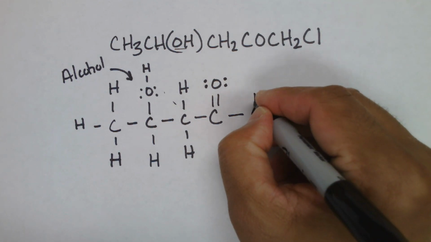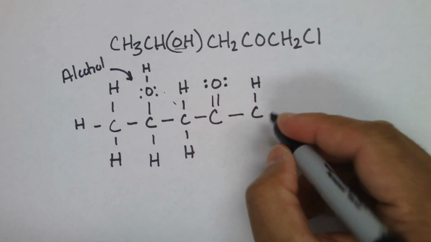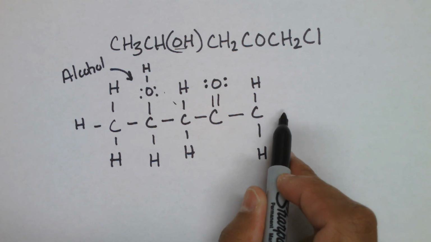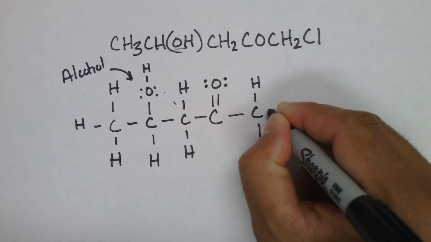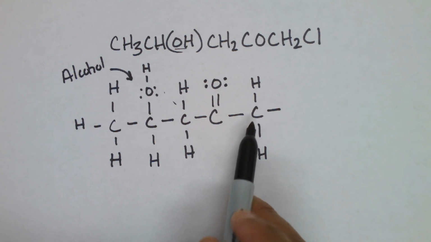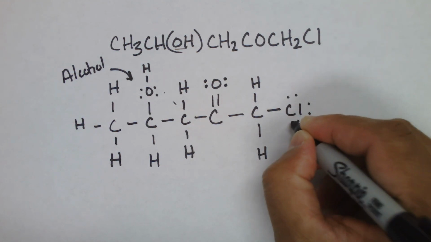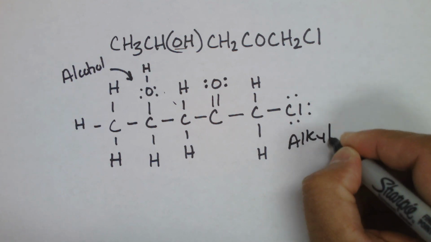In the aldehydes, we notice that this carbonyl functional group is then bonded to a hydrogen, but in this case, this chain continues. So here's the methylene group, the CH2, and then we'll close the octet here on this carbon with this chlorine, which is the halide, and so this is an alkyl halide.